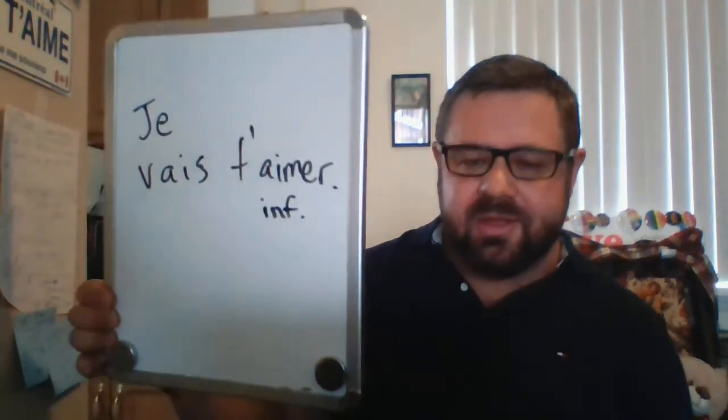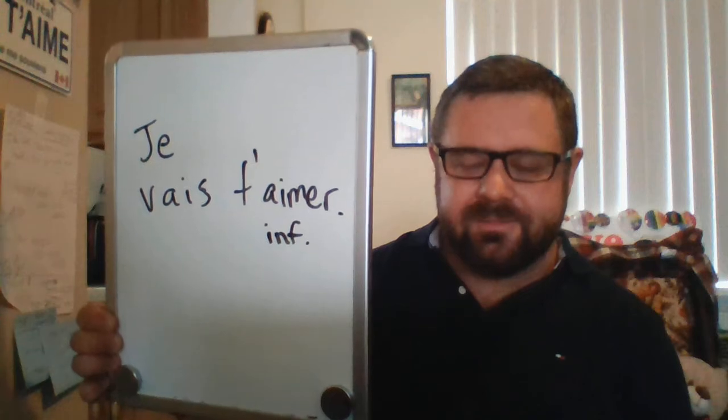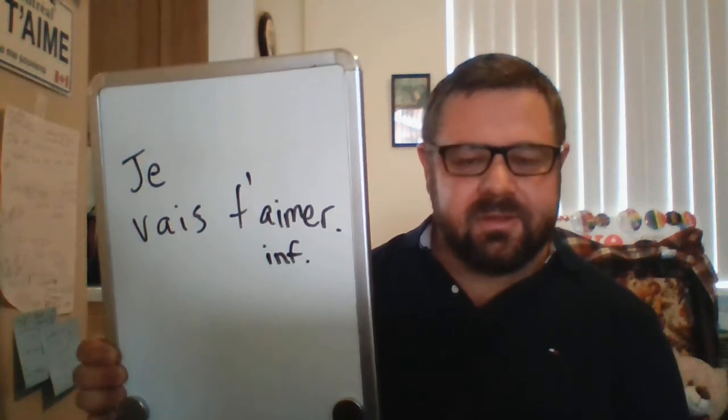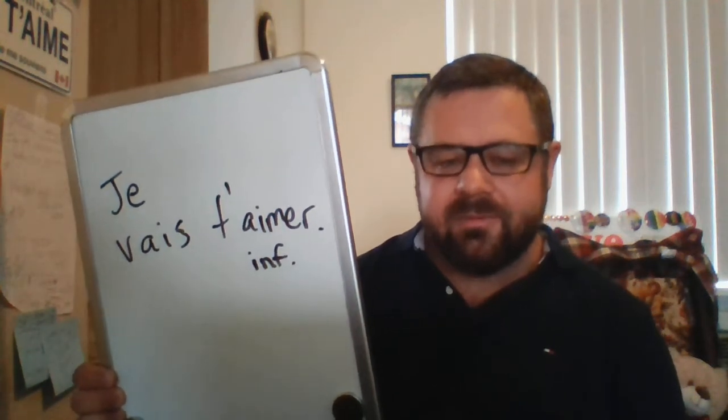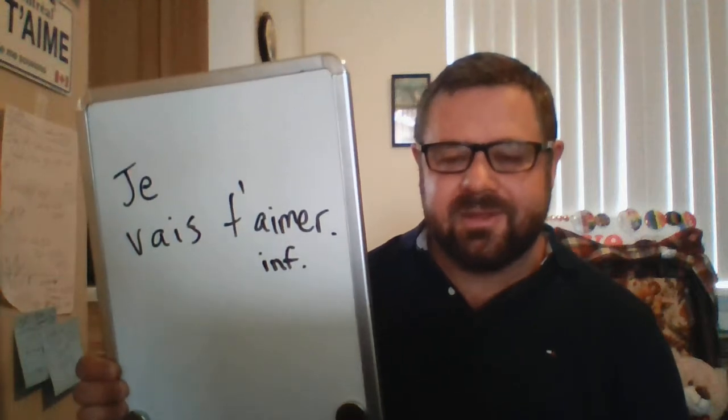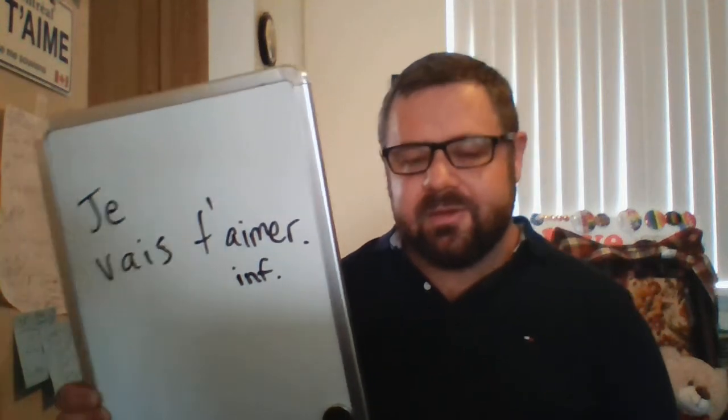Je vais t'aimer. I think it's a Celine Dion song. I'm not sure. I have to Google it. But anyway, je vais t'aimer. I'm going to love you. It's a very common name for something, right? Like, I'm gonna love you. Je vais t'aimer. D'accord? Je vais t'aimer. Okay? Très bien.